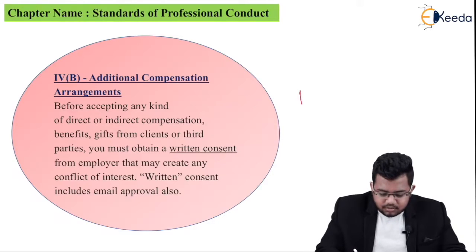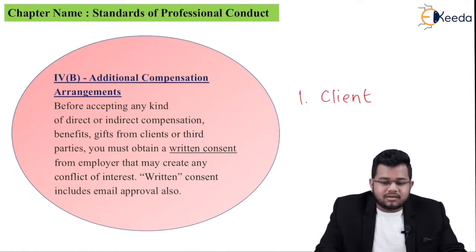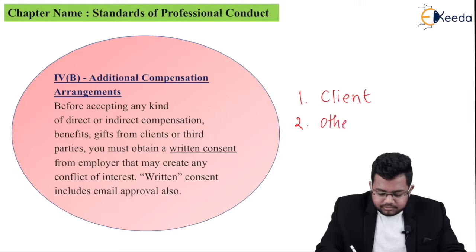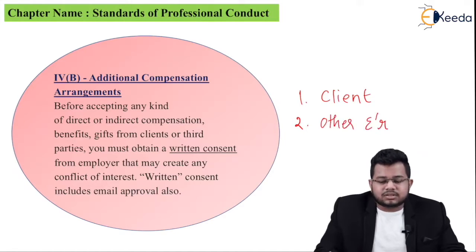So the first person who can give it to you can be your client. जो आपका एम्प्लॉयर दे रहा है उसके अलावा आपको क्लाइंट कुछ एक्स्ट्रा पेमेंट कर सकता है, और other employer, if you are working simultaneously with some other employer, that employer can give it to you. So majorly these two categories of people can actually give you something extra than what you are earning.